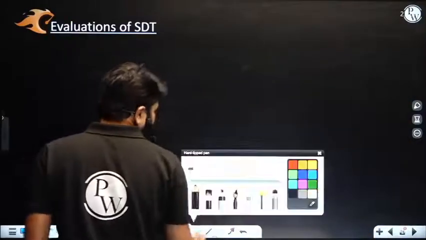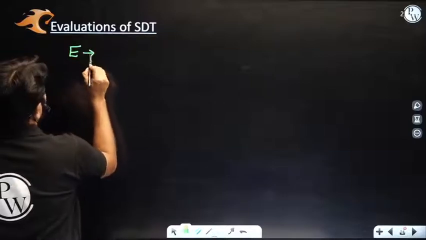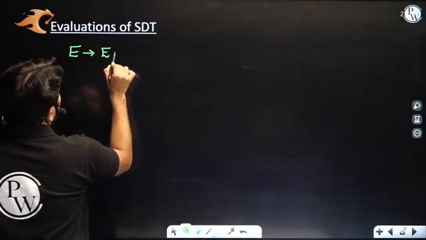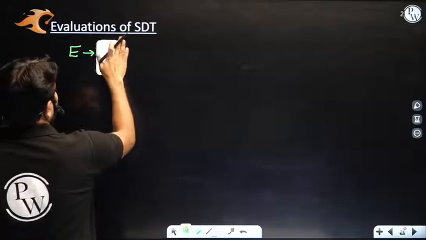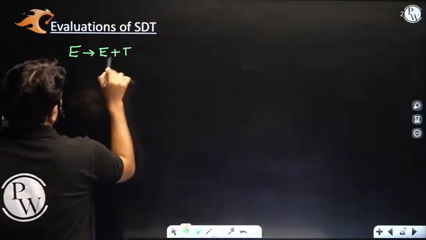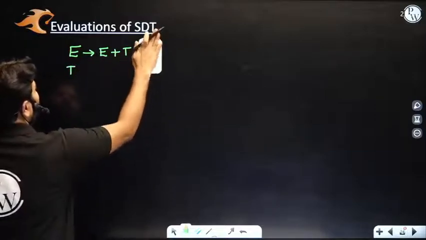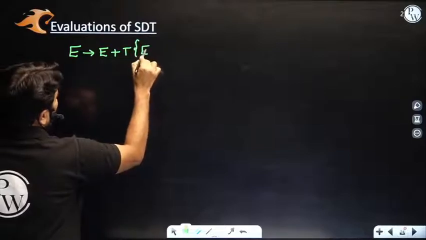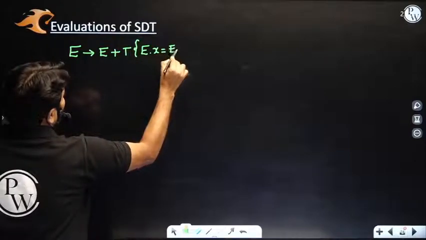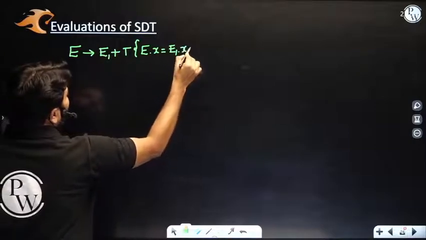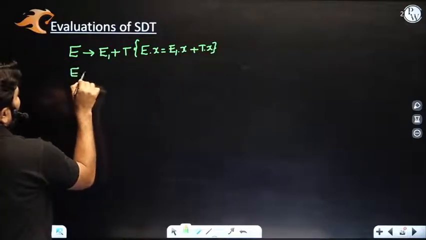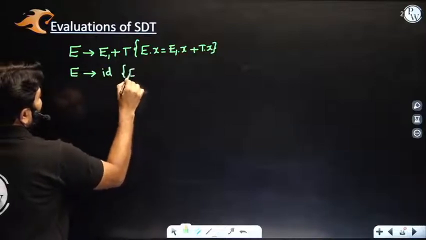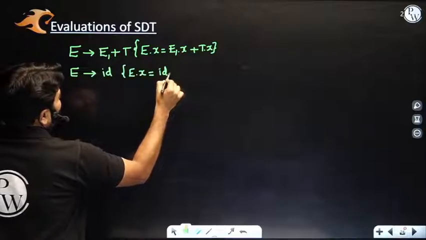Right, the first example. Okay, very simple. First example. E derives E plus E. Let me take an ambiguous grammar then. E plus T. Or you need translations also. Let me write translations here. E dot X is equal to E1 dot X, E1 and E both are same here, plus T dot X. And E derives ID. Here E dot X is equal to ID dot value.